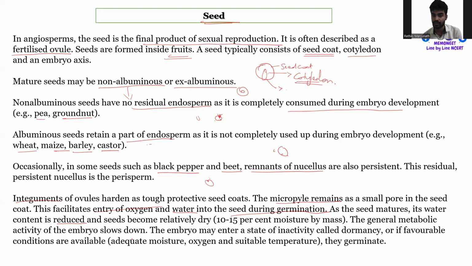And the final thing that happens is the embryo may enter a state of inactivity called the dormant state. What that means is, if there is no favorable condition, the embryo normally gets into a dormant state, and when favorable conditions come, such as the presence of moisture, oxygen, and suitable temperature, they start to germinate. If there is no favorable condition, they normally stay in an inactive stage called dormancy.